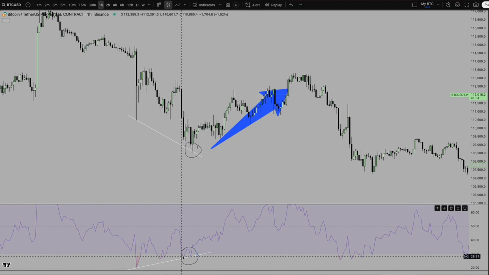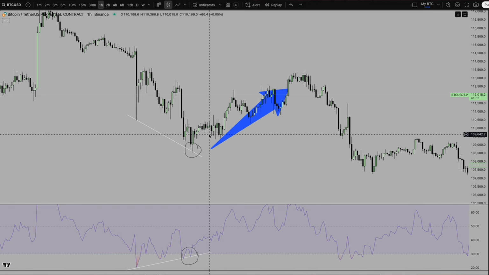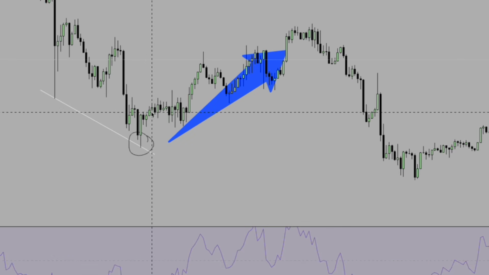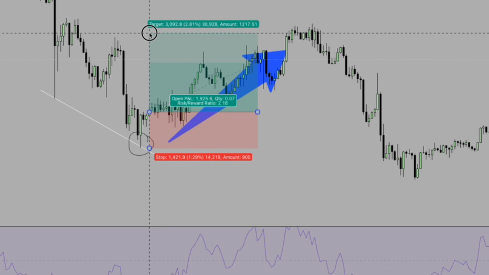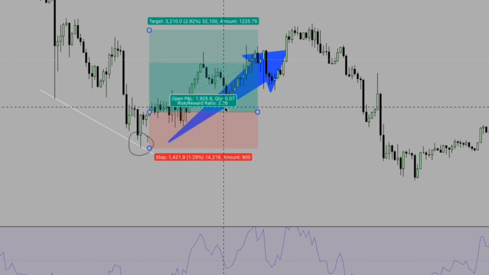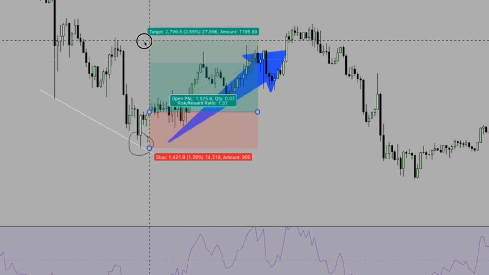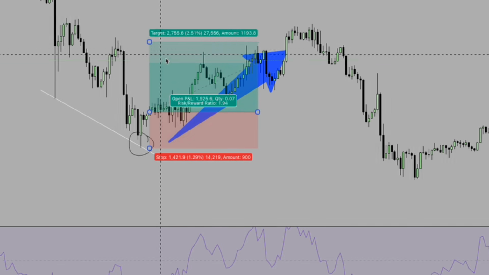If you look at the other scenario, this one actually gave us a good risk reward because we're going to enter around here. The risk reward is not that good. Again, this is just 2.6, but if you're targeting here as a high, it's less than 2.